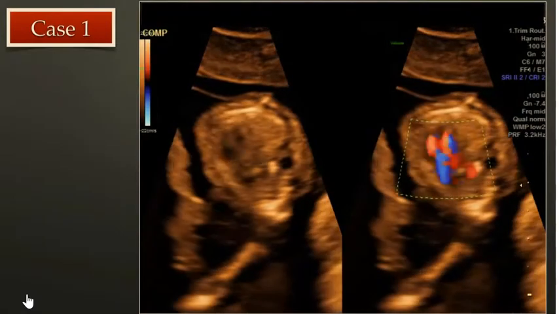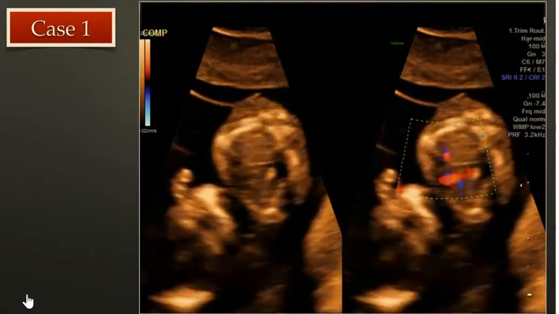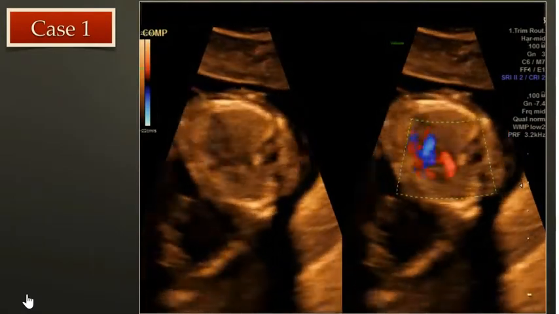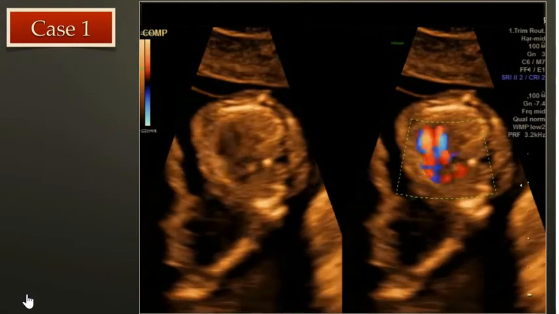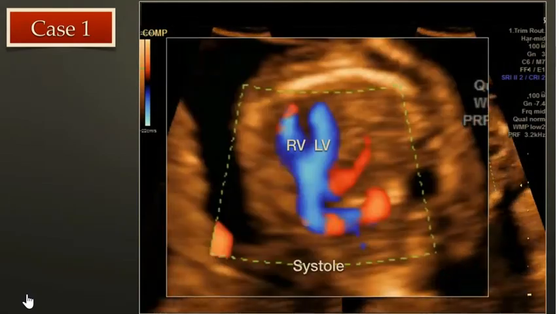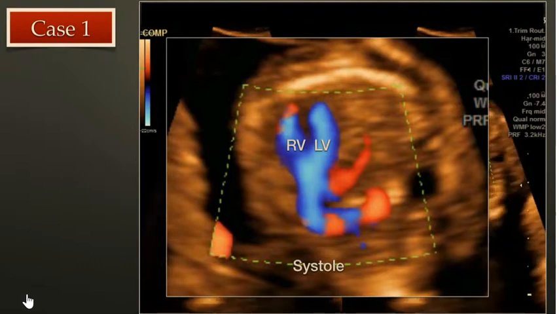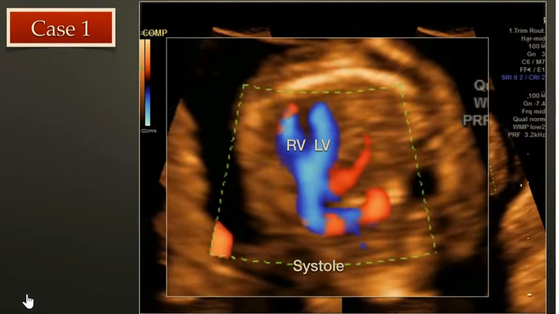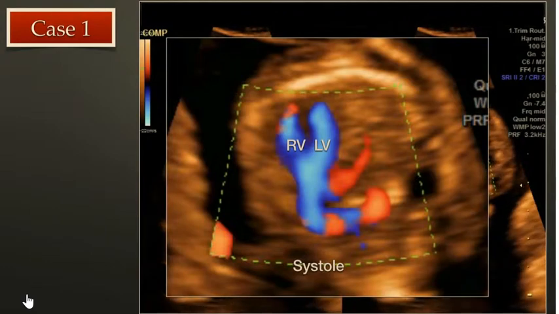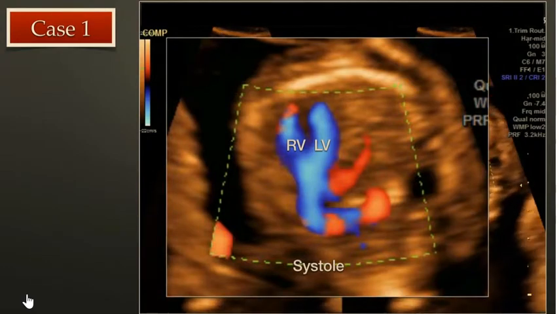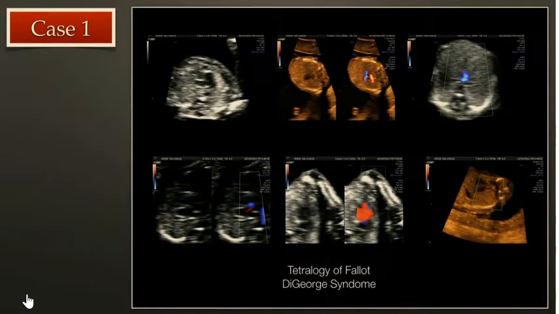What does this power Doppler demonstrate? It demonstrates systolic flow along the right and left ventricular septum. In the normal fetus, flow should only be seen along the left ventricular septal wall, but not the right septal wall. This summarizes the views demonstrating tetralogy of Fallot, which also was associated in this fetus with DiGeorge syndrome.